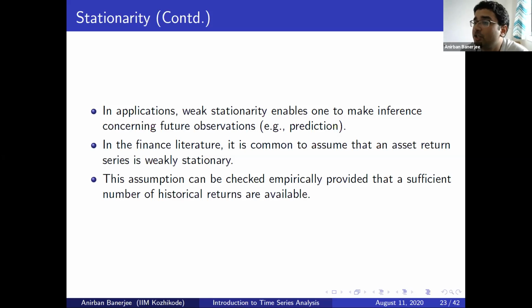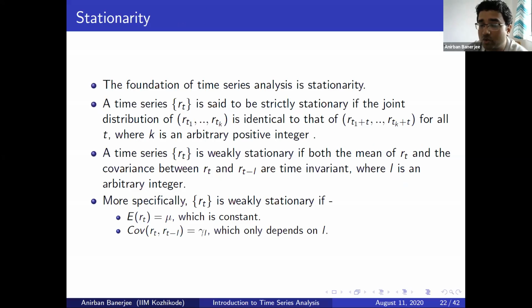But does it ensure that if the moving average is constant, the series will be weakly stationary? No, it does not ensure that. It is not the single criterion based on which stationarity should be computed. If it is weakly stationary, these two conditions need to be satisfied. E of RT needs to be constant, and the covariance between RT and RT minus L needs to be a function of the difference only. It cannot be a function of time. It cannot be a function of when your observations start from. Okay.